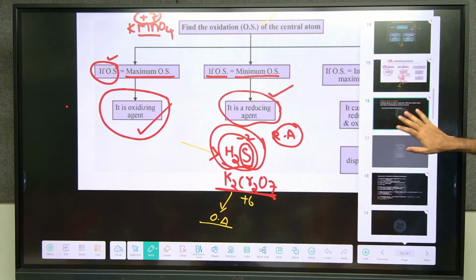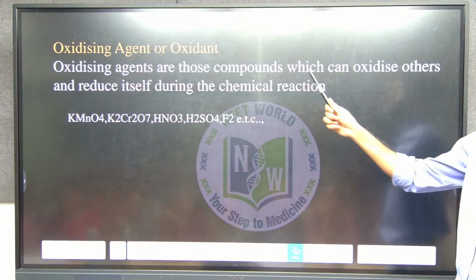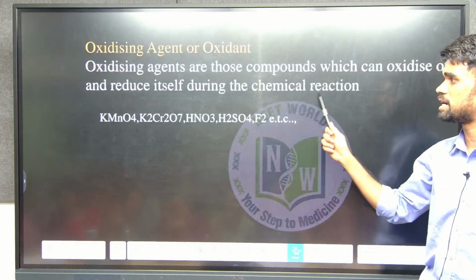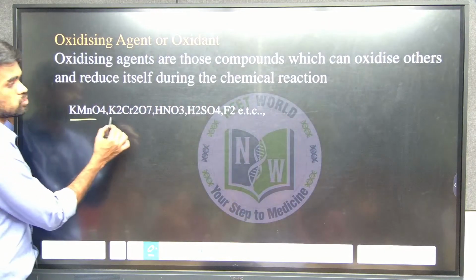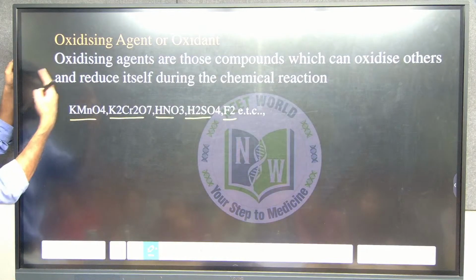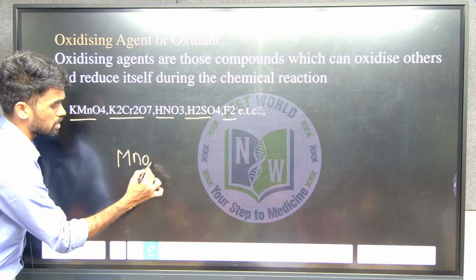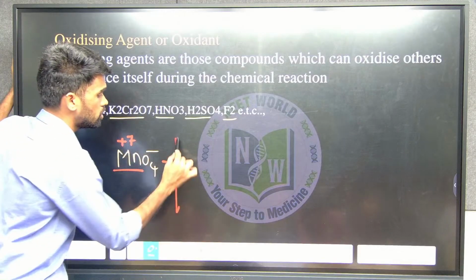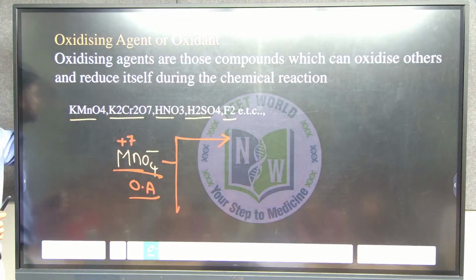So there are some examples for oxidizing agents, you can check here. Oxidizing agents are those compounds which can oxidize others and reduce themselves during a chemical reaction. The best examples are KMnO4, K2Cr2O7, nitric acid, sulfuric acid and fluorine; these are oxidizing agents. Now remember, in KMnO4, what is the oxidation state of manganese? Plus 7. So it will always act as an oxidizing agent only.